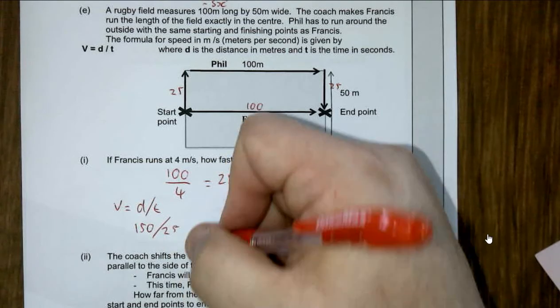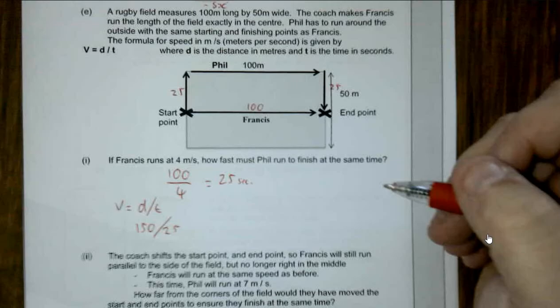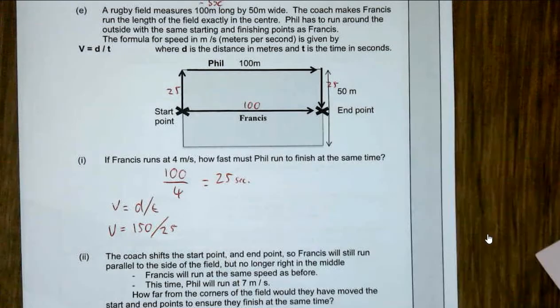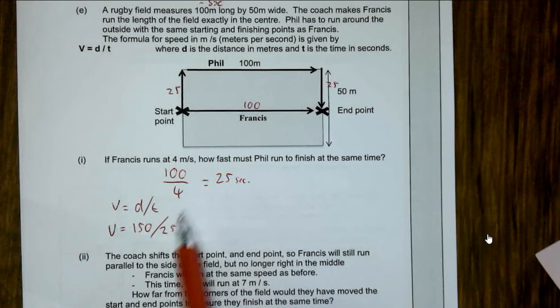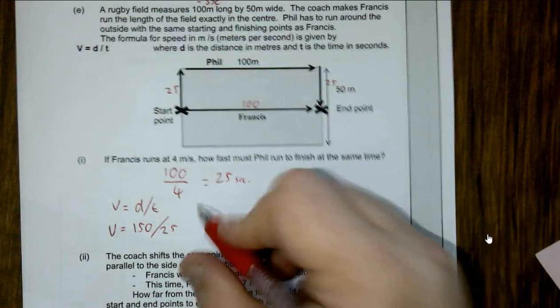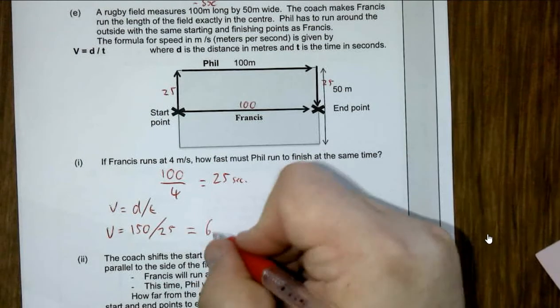Am I doing this right? Yes, I am. So we know he does 150 meters in the same amount of time as Francis took. So therefore, 150 divided by 25 is 6 meters per second. I got that right. Well done.